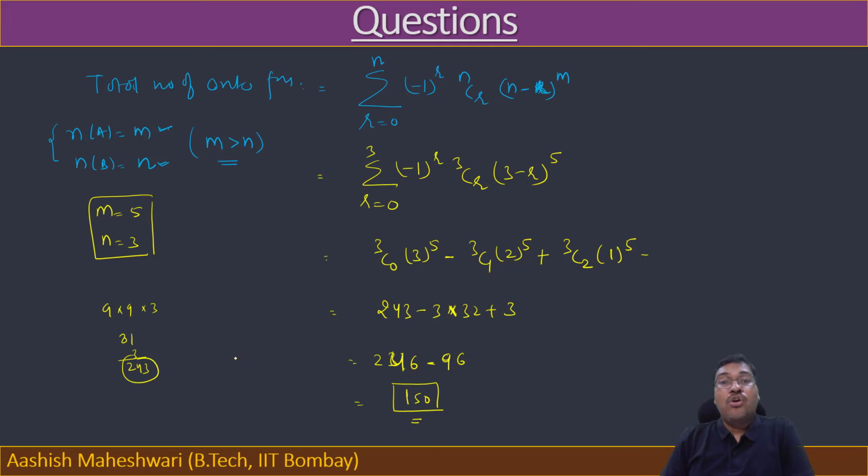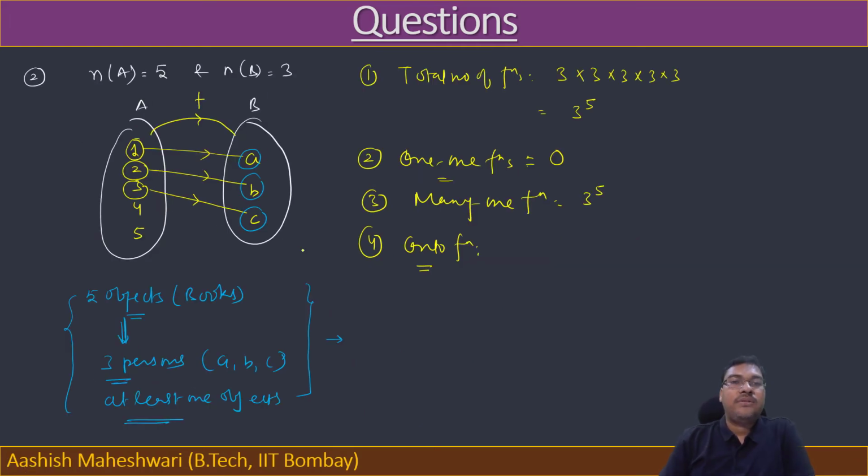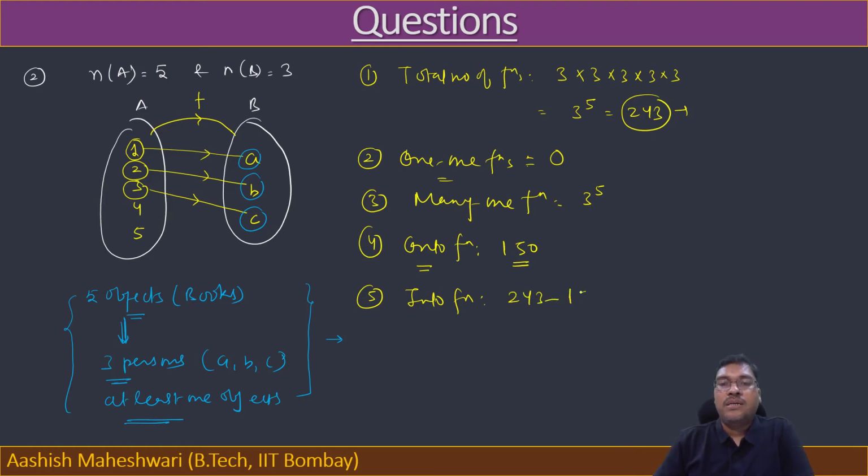So the total number of onto functions from set A to set B is equal to 150. Out of the total 243 functions, 150 are onto. Now, what is the number of into functions? The functions which are not onto will be into. So that is 243 minus 150, which is equal to 93. So there are 93 functions which are into functions. I hope this point is clear.